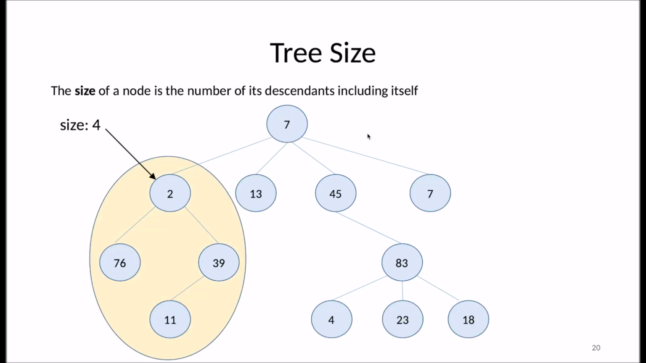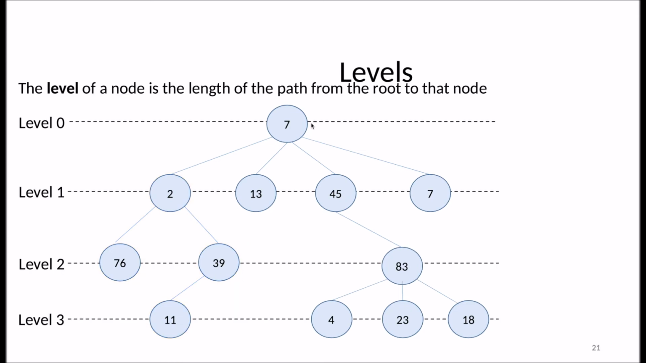Then we have a tree size or node size. The size of a node is the number of its descendants plus the node itself. So node 2 has a size of 4 because it has 3 descendants, 76, 39, and 11, plus the node itself. The size of 83 is also 4 because it is 83, 4, 23, and 18. The size of 45 would be 5 because we have 45 plus 1, 2, 3, 4 descendant nodes. And the size of a tree is basically the size of the root node, which is the number of nodes in the entire tree.